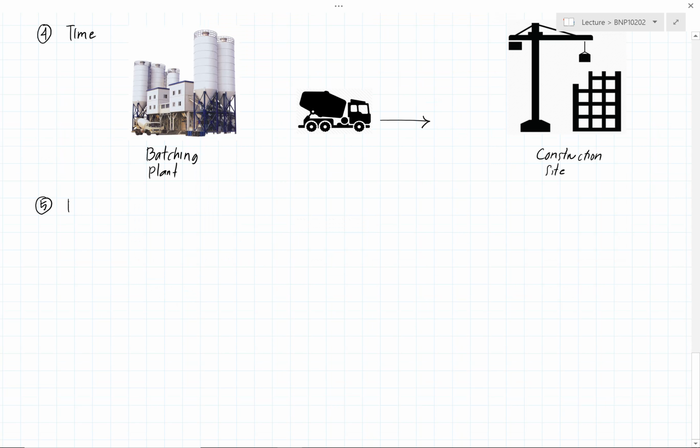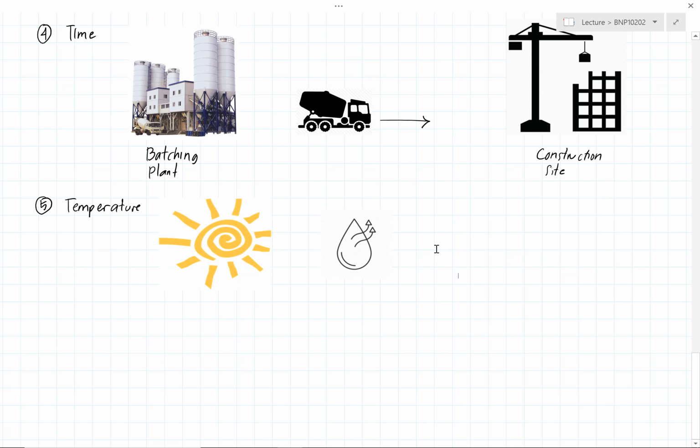Factor number 5 is temperature. Temperature is directly related to the evaporation of water from the concrete system. If the temperature is too high, the water will easily evaporate from your concrete. What happens if your concrete lacks an adequate amount of water? The first one, your concrete may not develop the strength as designed because there is an insufficient amount of water for hydration to take place. The second one, your concrete may experience thermal cracking.